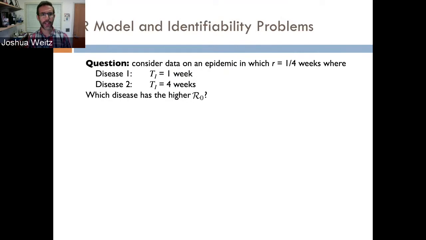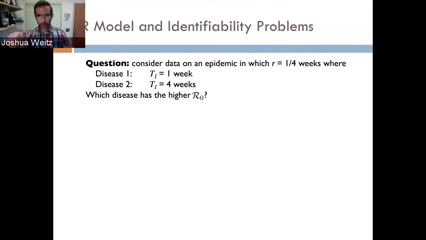But I think one way to try to pose this is imagine that you were faced with an epidemic in which you observed the case growth rate to be about 1 month in terms of essentially an exponential growth rate. But there are two different diseases, so it's the same outcome in terms of cases, but in one case, the average period of recovery is about 1 week, and in the second case, the period of infectiousness is about 4 weeks. Which disease has the higher R naught?